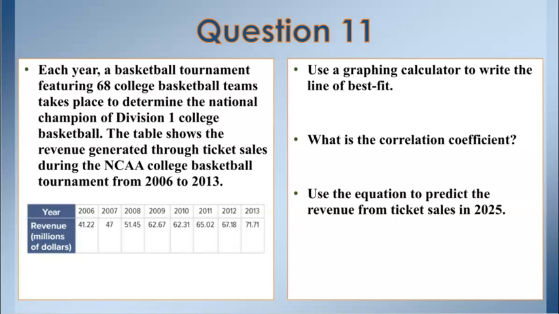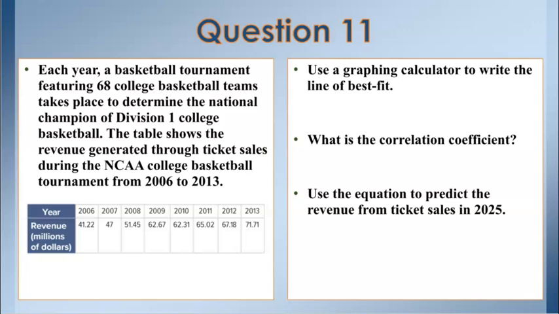Question 11. Each year, a basketball tournament featuring 68 college basketball teams takes place to determine the national champion of Division I college basketball. The table shows the revenue generated through ticket sales during the NCAA college basketball tournament from 2006 to 2013. So we can see the table with the years as our X and the revenues, the money that they brought in, as our Y. We're going to use a graphing calculator to write the line of best fit, find the correlation coefficient, and then use the equation to predict the revenue sales in 2025.